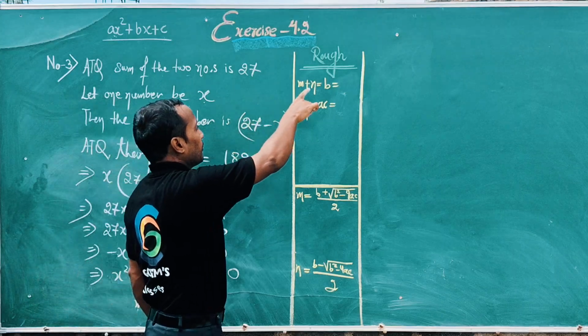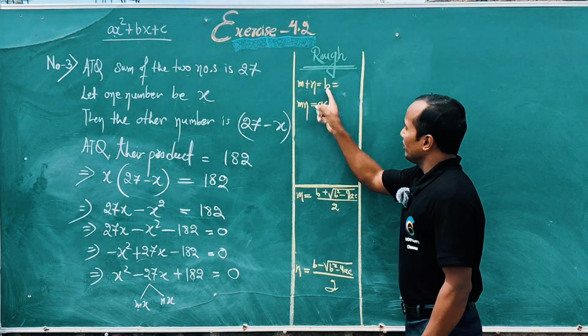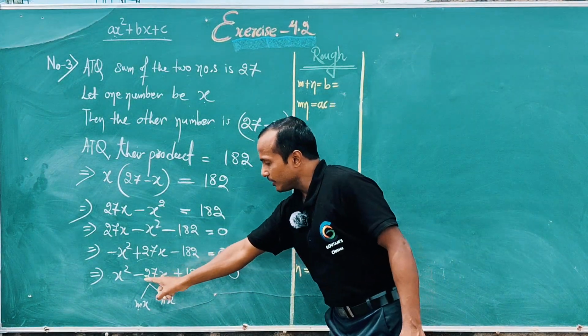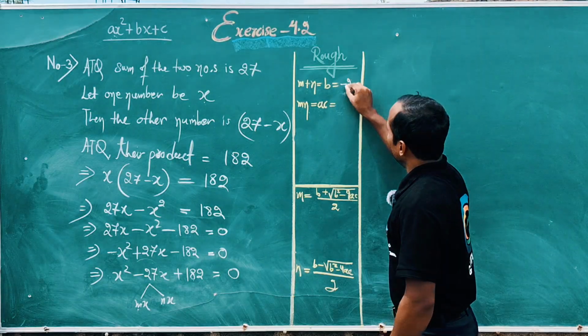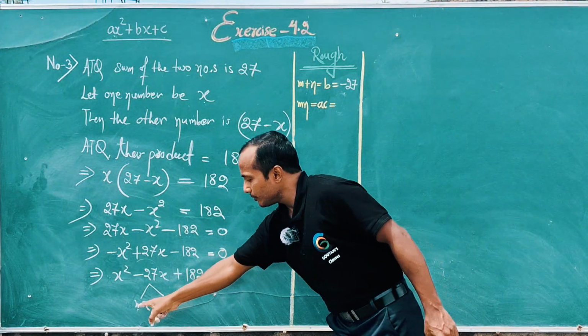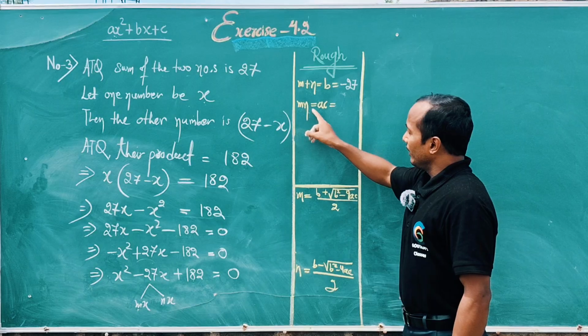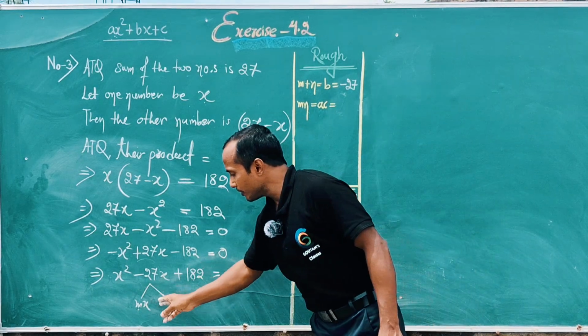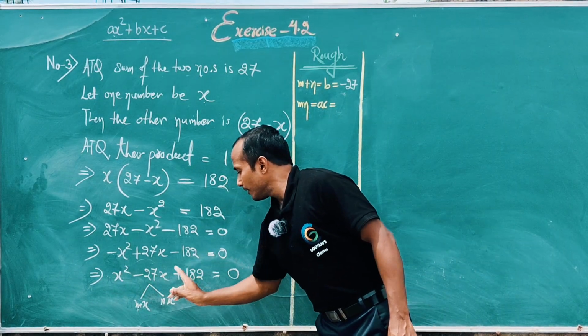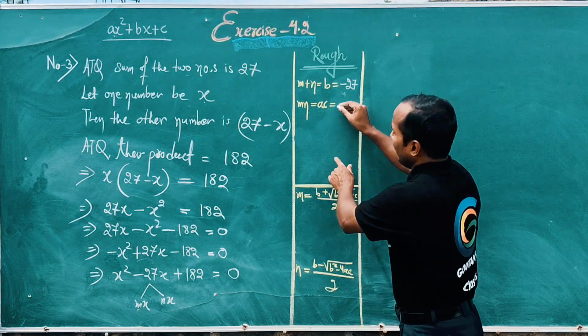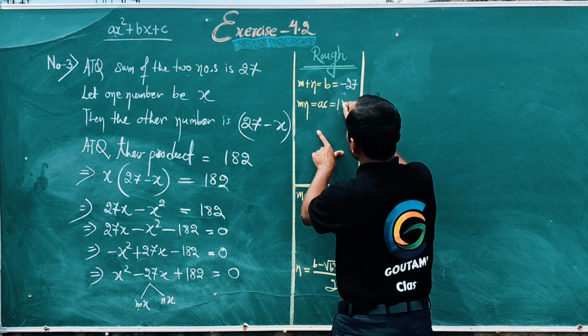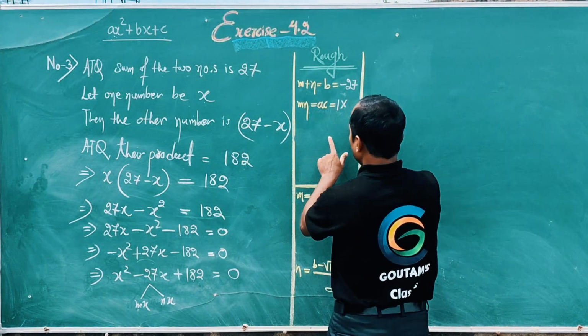Here I have written in rough space also. M plus n has to be equal to b. B means -27 here. So sum of m and n, which we are searching, should be equal to -27, and product of m and n has to be equal to how much? A into c, means a is 1 here, you can see, and what is c? C is 182.